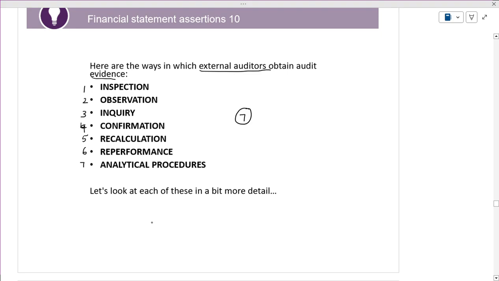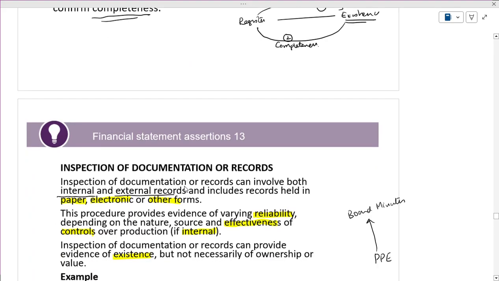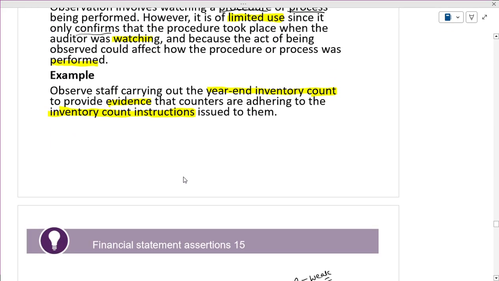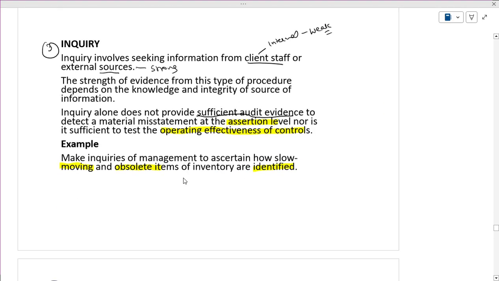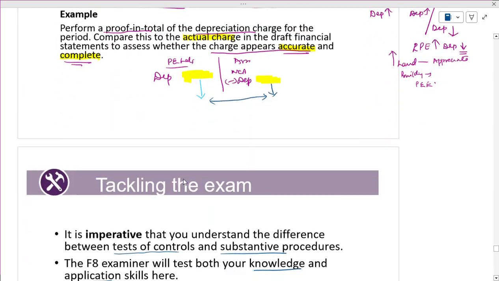Whenever we are doing the related questions and answers, remember: inspection, observation, inquiry, confirmation, recalculation, reperformance, analytical procedures. This is what they have mentioned, where we are using which procedure. They will ask this much only. You have to relate this much to the exam scenario that has been given.